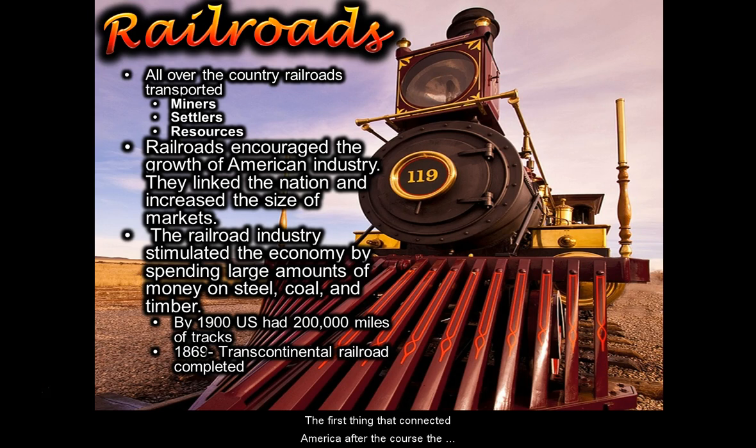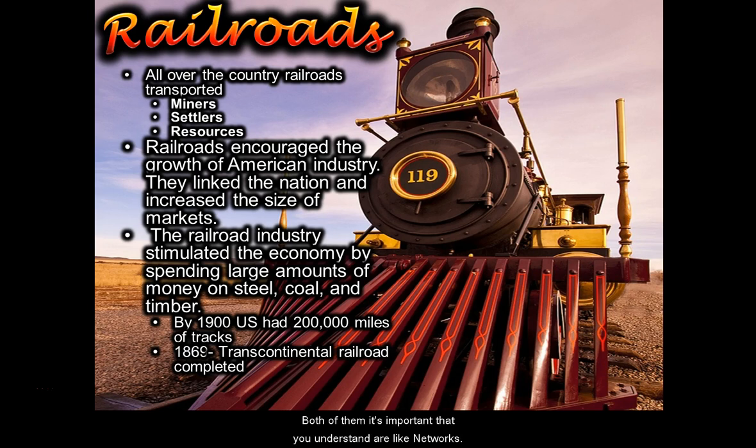The first thing that connected America after, of course, the river networks were railroads. Railroads were the second cheapest way of moving things around the country. And unlike rivers, railroads could fairly affordably be built all across the country, even over rivers. Railroads allowed us to connect cities to the countryside. It allowed us to connect cities to each other. And so railroads were kind of a man-made river system.